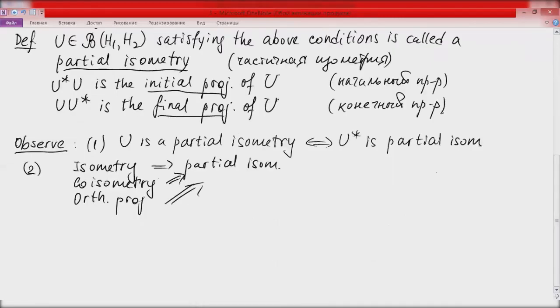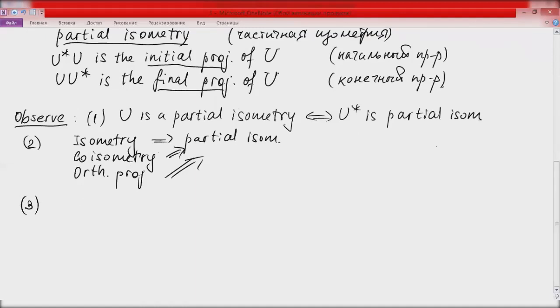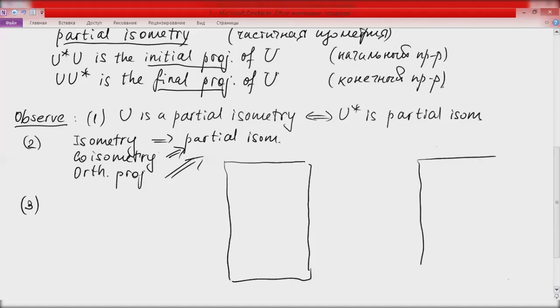And observation 3 is essentially a picture which illustrates the geometric behavior of a partial isometry. So let me draw a picture. Well, this is H1, first space, and this is H2. So H1 is decomposed in the orthogonal direct sum of the kernel of U and the orthogonal complement of the kernel.